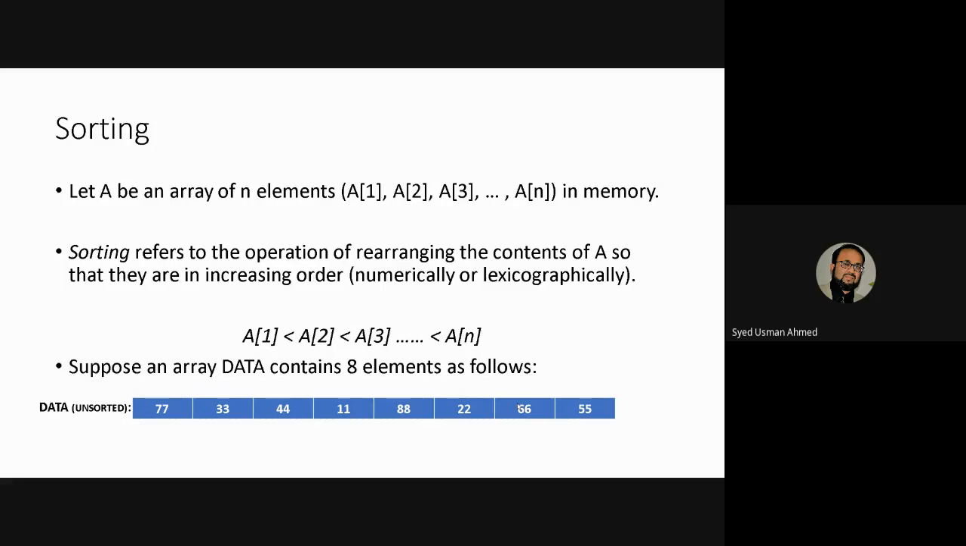So after doing the sorting operation, we will get a sorted array like this. We have a minimum element 11 and a maximum element 88. So we have sorted the complete data list in order.